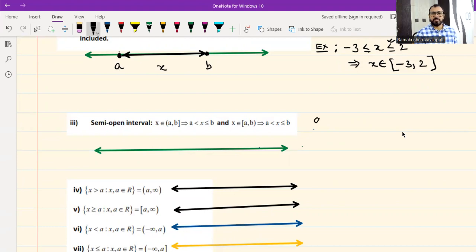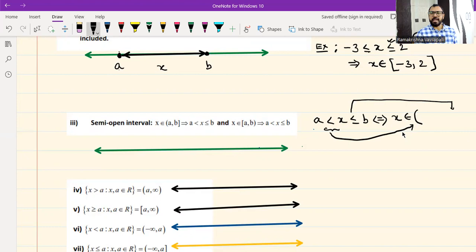A is less than X less than or equal to B. So how do we write this? X belongs to... here you see, this is strict inequality, so you have to write open interval. This is corresponding to this. And here non-strict inequality, so I have to write closed bracket.